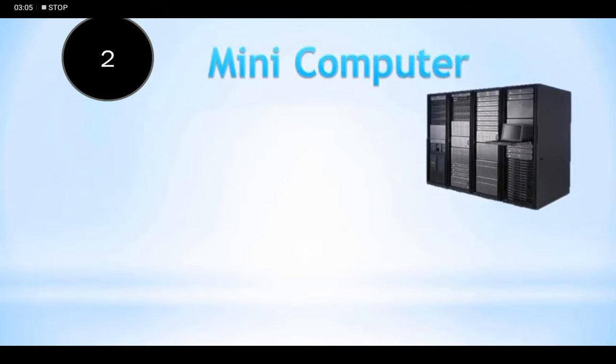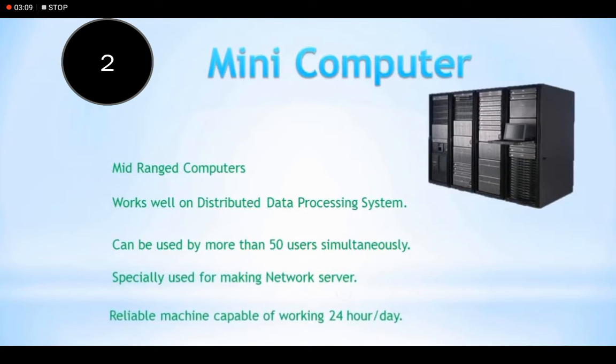Second type is minicomputer. A minicomputer is a mid-range computer, works well on distributed data processing systems, can be used by more than 50 users simultaneously, especially used for making network servers, and is a reliable machine capable of working 24 hours a day.